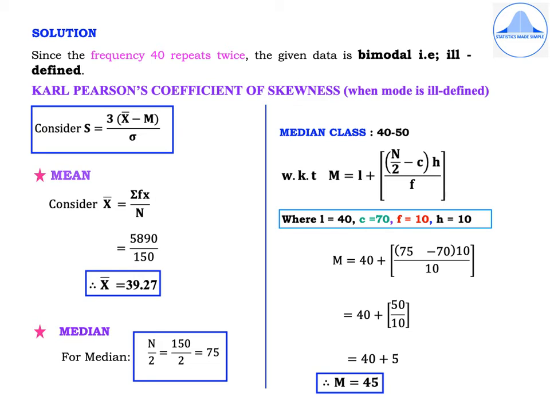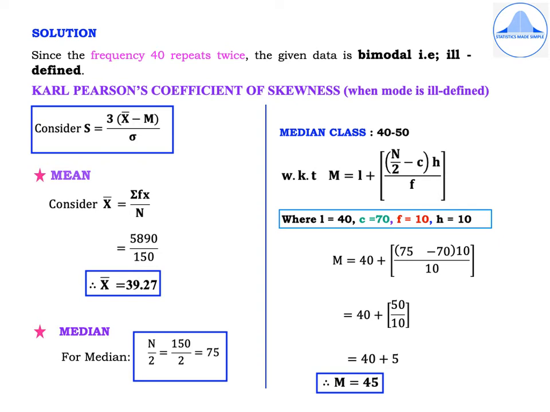Next is to calculate the median. For the median, we have already calculated the cumulative frequencies in the table. Now for the median, you find out capital N by 2, which is equal to 150 by 2, which is equal to 75. Now in the CF column, find the value which is greater than 75. It is 80. So next to 80 in the CF column, mark greater than N by 2. Then find out the corresponding class interval, which is the median class. So the median class is 40 to 50.